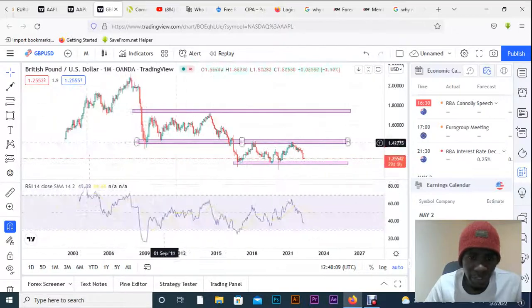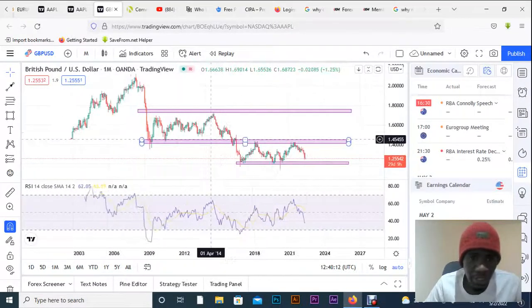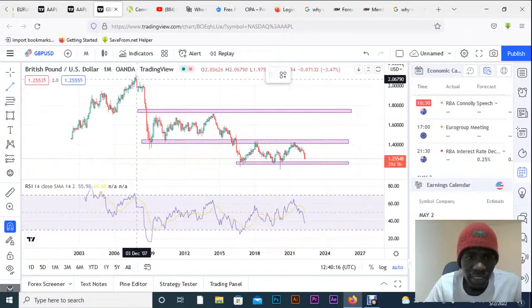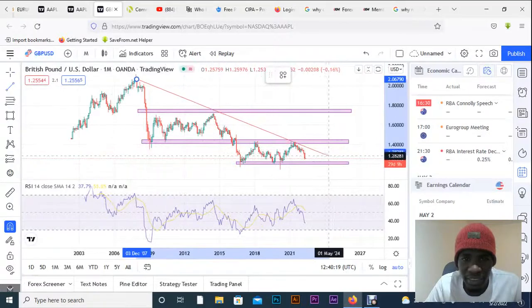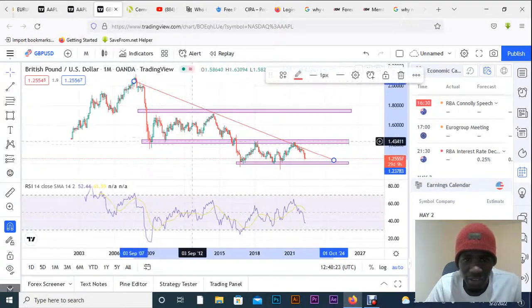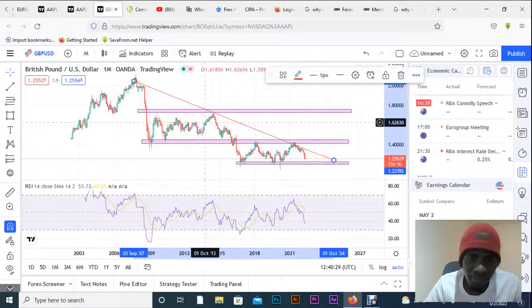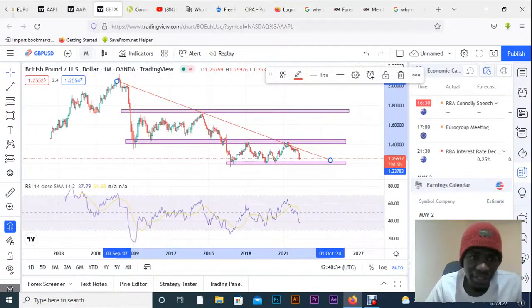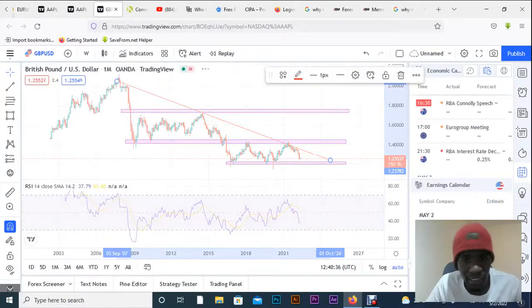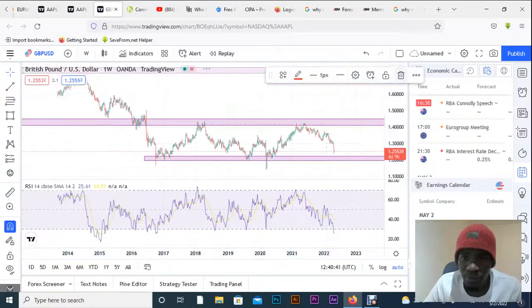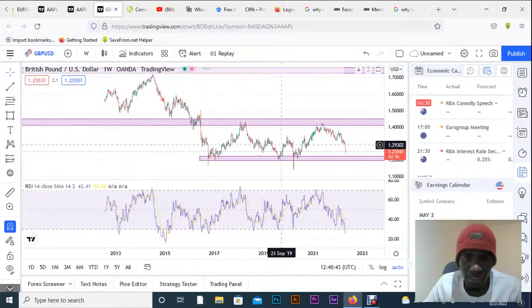So we have these psychological levels that we are marking. But what else can we see here on the monthly, guys? We can also see this level, and we can see that we also have these levels. Some can call it a triangle. Yes, there's a descending triangle in the big time frame. Without wasting any time, guys, let's go to the weekly and see what we see.